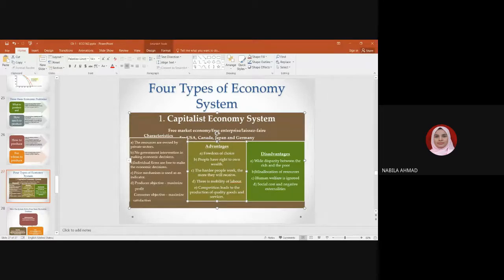Human welfare is ignored. Kenapa human welfare tidak dijaga? Sebab negara itu bukan government yang tentukan. Sebab kalau government dia akan fikirkan pasal welfare juga. Tetapi disebabkan private sector, then private sector hanya making profit sahaja. So dia tidak fikirkan tentang welfare, welfare of society.